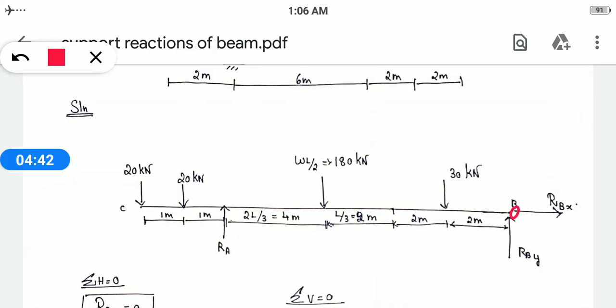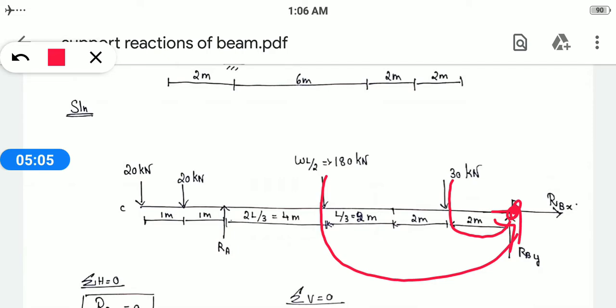This is your point B. There are several loading conditions. If there are loading conditions on the right side, you have to take those also. See, in this question 30 is going to act in an anti-clockwise direction, so you have to mention it as minus 30 into 2. This 180 is also going to move in an anti-clockwise direction at a distance of 2 plus 2 plus 2.